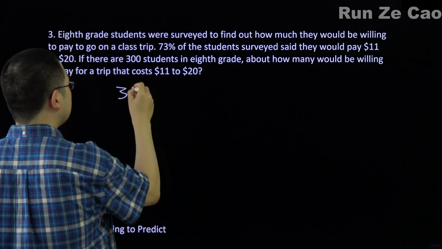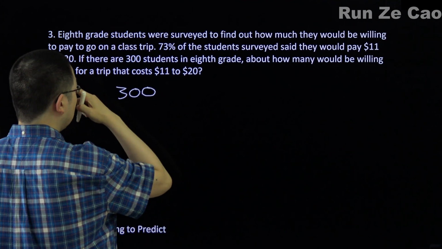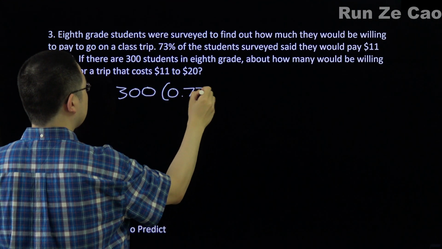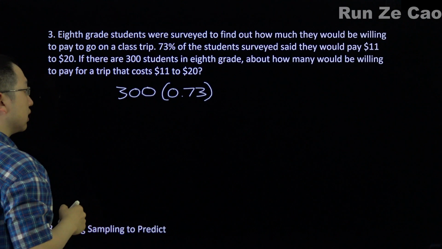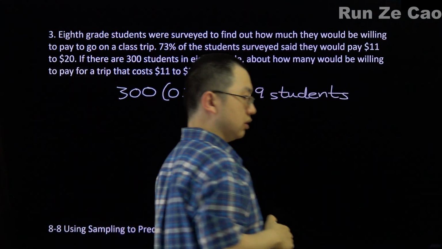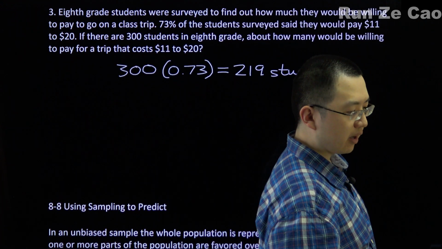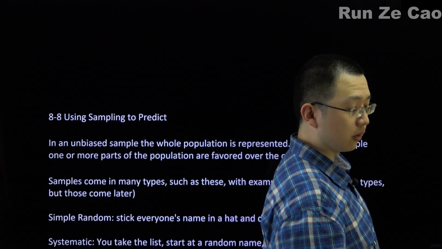So, 300 students times 0.73. By the way, this had better be 300 students in one school. So we expect about 219 students willing to pay for a trip that costs $11 to $20.